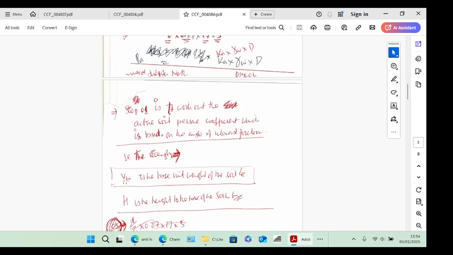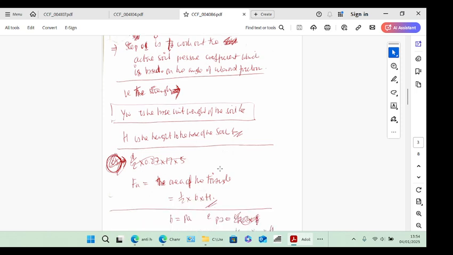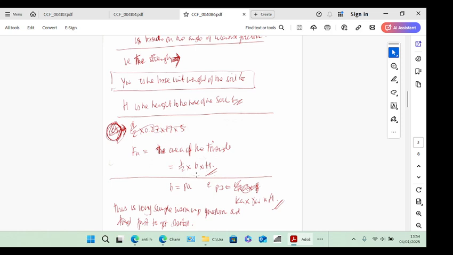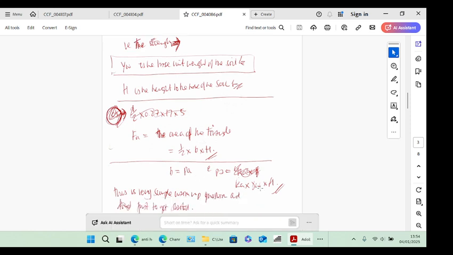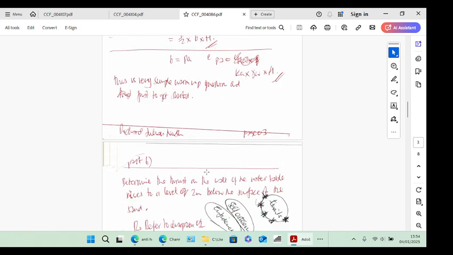W is gamma weight, the base unit weight of the soil. H is the height of the soil. FA is the area of the triangle, which is half times B times H. B equals PA, and PA equals Ka gamma weight times H. This is a very simple warm-up question, just to get started.